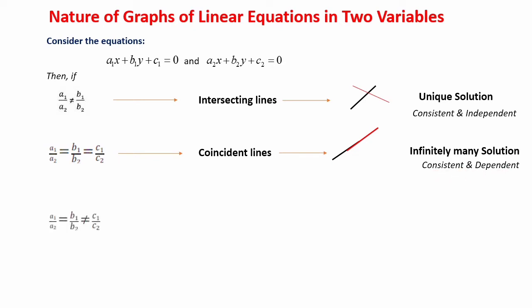And the last one we have studied is a1/a2 = b1/b2 not equal to c1/c2. If it comes like this, we will get parallel lines, and parallel lines, as we know, look like this, and the system will have no solution. Since there is no solution, we can say that the system is inconsistent. So before going to the next slide, please make sure that you have learned these three conditions properly.